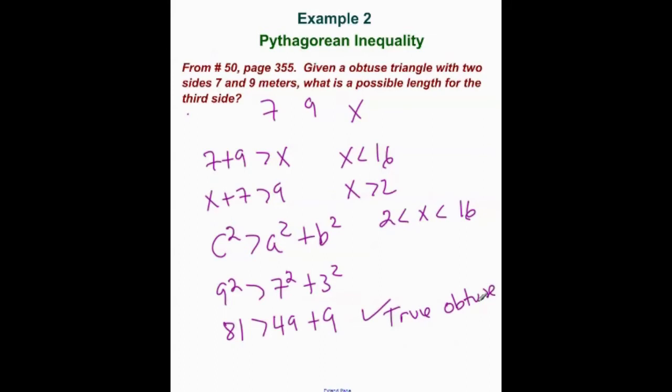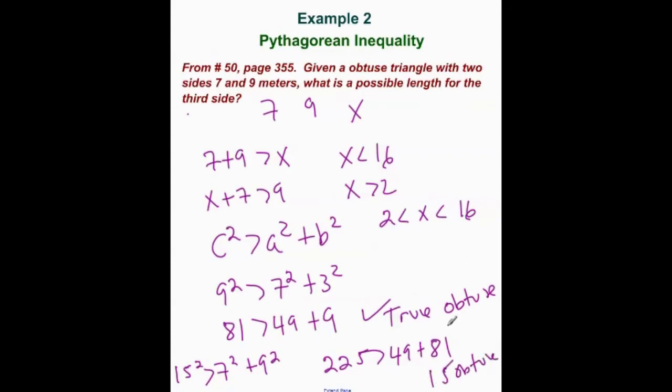Okay? And I could have said, okay, well, let's just do something different. And let's call this x, say, 14. Now make it 15. Let's really go obtuse. So we have 7 squared plus 9 squared. And c squared, which is 15 squared, has to be bigger than that. So we get 225 is greater than 49 plus 81. Well, guess what? 15 also makes it obtuse, all right?